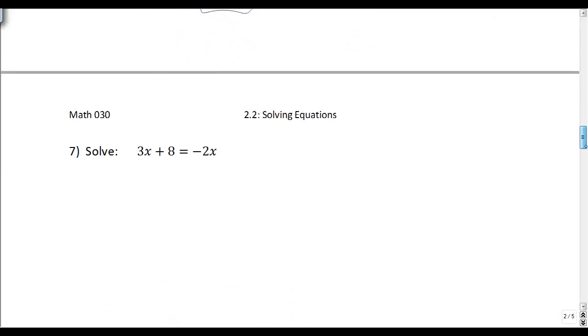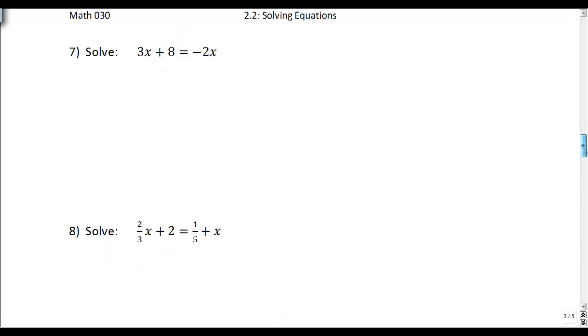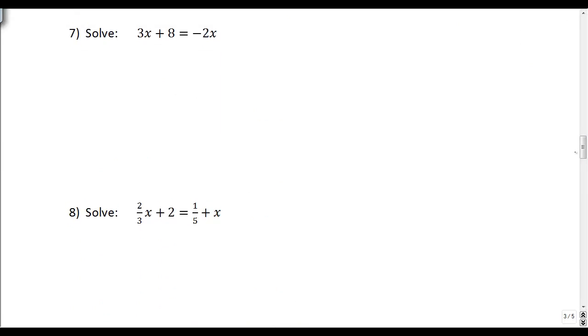Next one. Here again, we've got x's on both sides. Because I have a constant here, I might subtract the 3x from both sides right away. And then I have 8 equals negative 5x. Now, I generally don't like dealing with the negatives, and I could have moved things around to avoid that, but here it seemed maybe a little bit simpler. I'm going to divide both sides by negative 5.